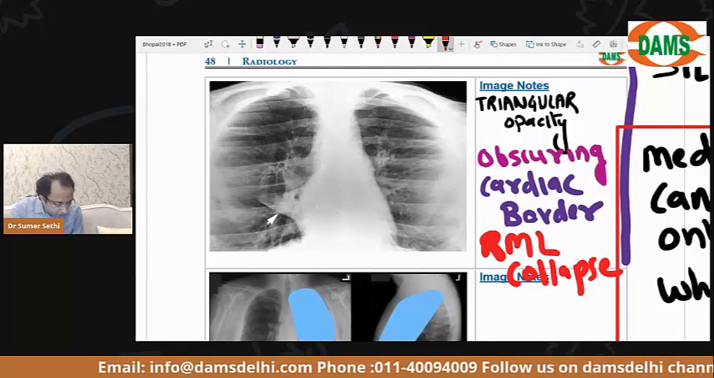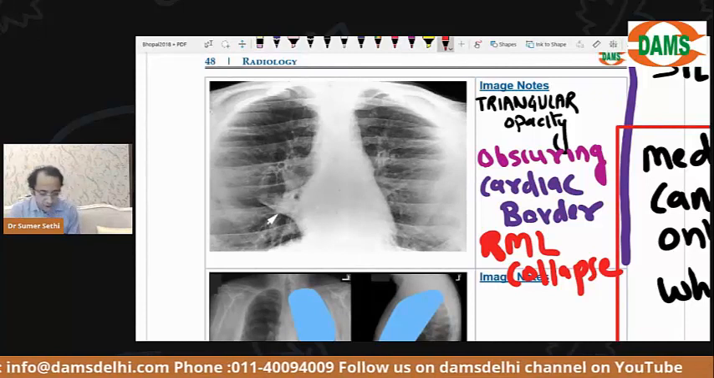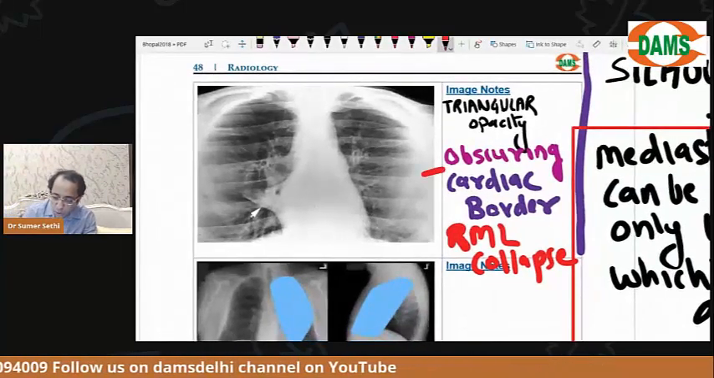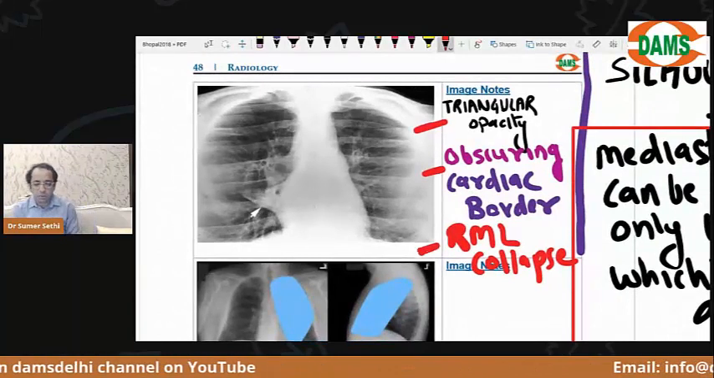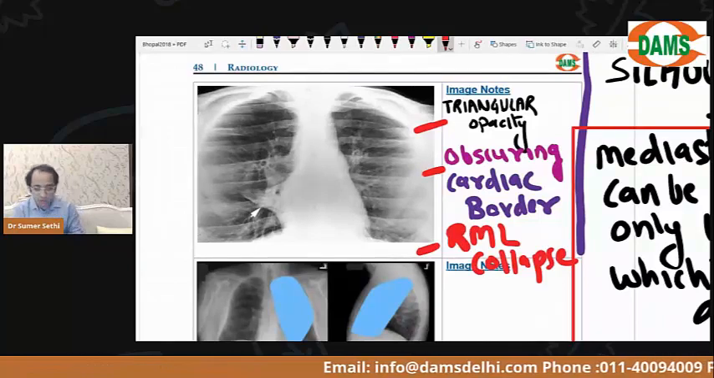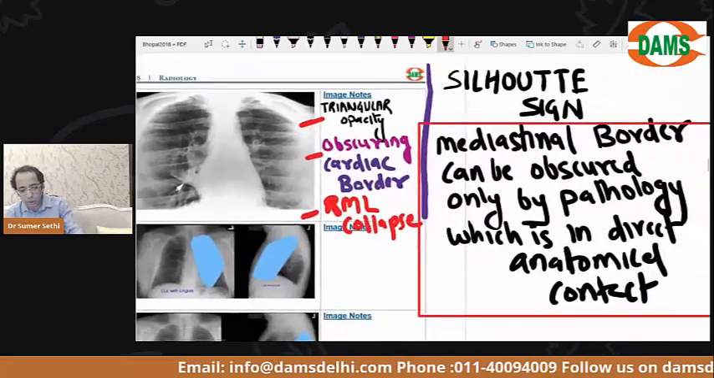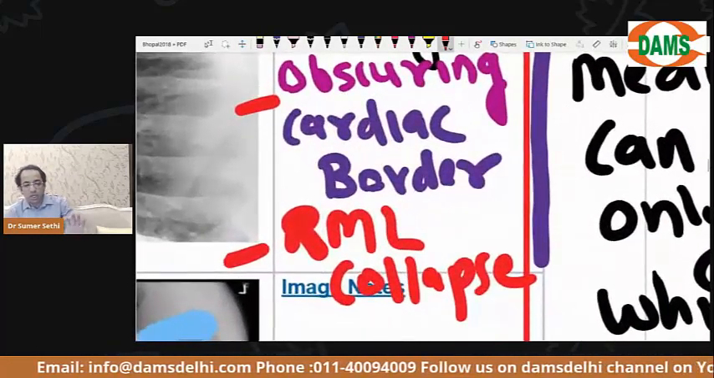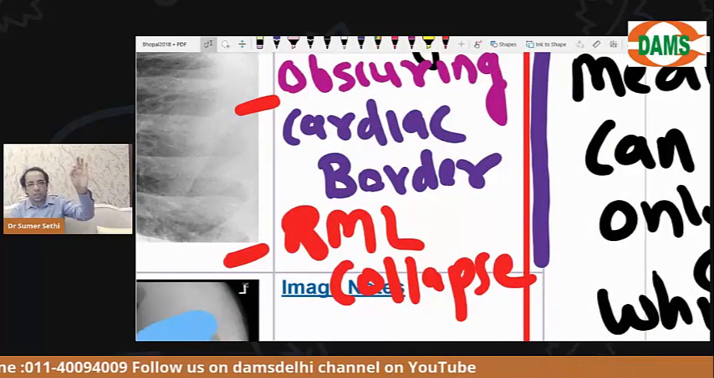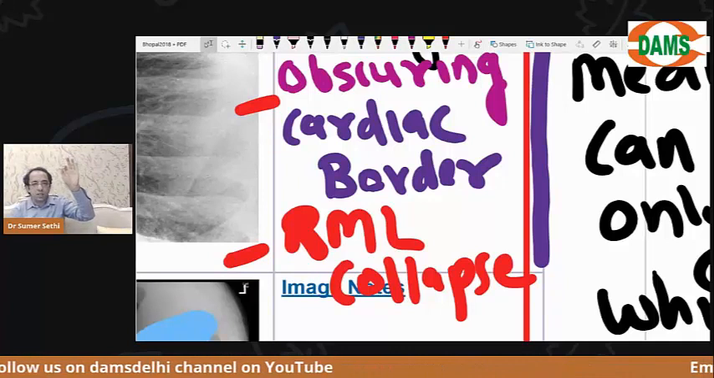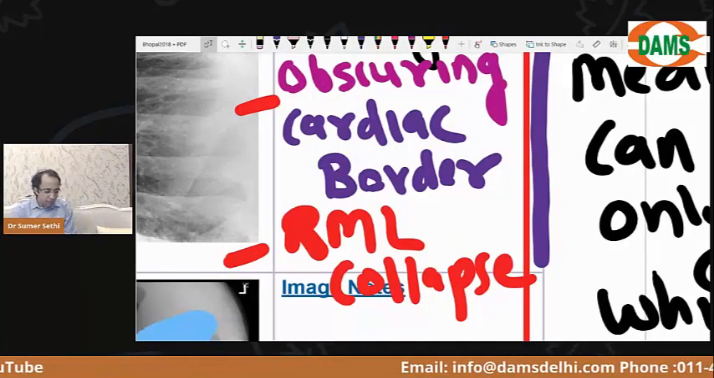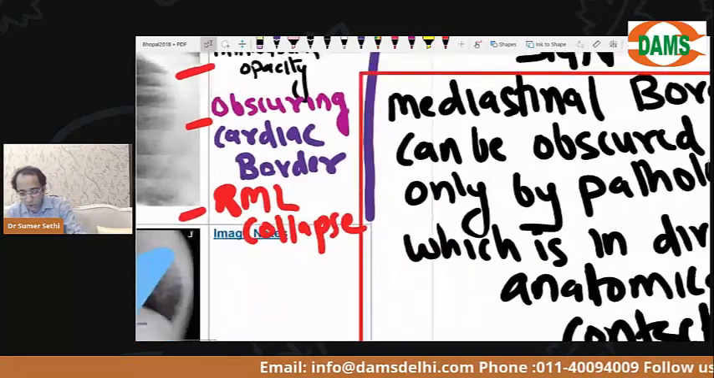Are you understanding this? This is called the silhouette sign. The silhouette sign says if an opacity is obscuring the cardiac border, it must be in the right middle lobe. Are you clear? It's very, very important, beta. They will ask you this in your college viva also. They will say, if a disease is obscuring the cardiac border, where is the disease located? You need to mark the answer as right middle lobe. Everybody gets it? Yes. So this is the concept behind it.